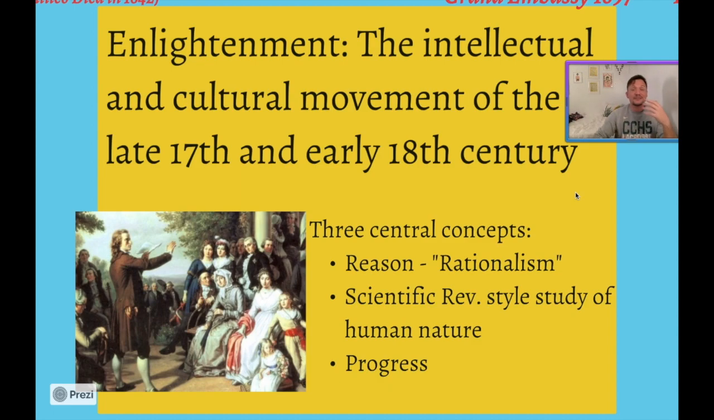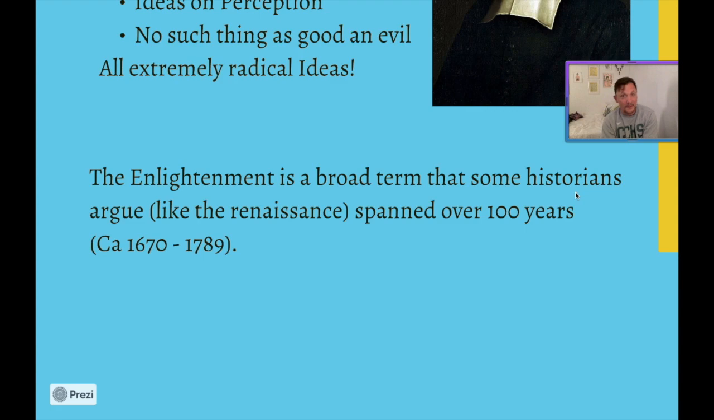So the thing about it, though, is that the Enlightenment, like I said, is all that stuff from the scientific revolution. But look, planets, Galileo, he's got a telescope, right? But the Enlightenment thinker has to try and reason his way through these with rationalism and with skeptical study, right? The Enlightenment, just so you know as well, is a very broad term that some historians argue, like the Renaissance, spanned over 100 years.